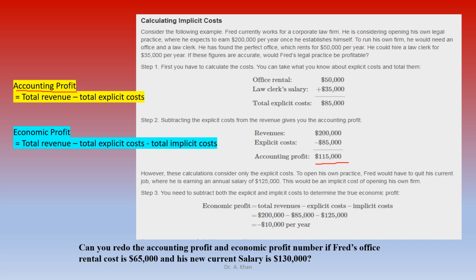Now let's also calculate his economic profit. The economic profit calculation formula is, from total revenue, we would not only subtract the explicit cost, but we also have to subtract implicit cost to get to the economic profit. In other words, economic profit is calculated by subtracting one more item from accounting profit, and that one more item is total implicit cost. Now what is implicit cost?